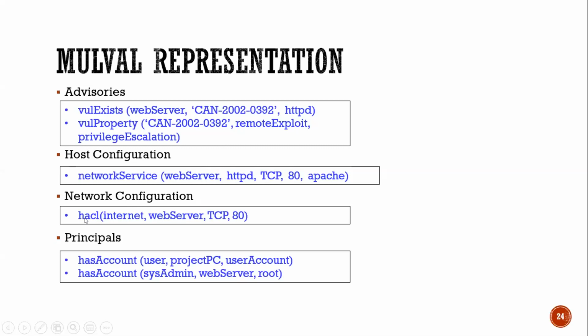Network configuration is basically the access control list, which says that from internet to web server, there is a TCP connection that can be established on port 80. And principal shows that a user has a user account on this PC, and there is another system admin, which is kind of a root level account on the web server. So all this information we can obtain by scanning the network and by obtaining the host configuration information, the network rules.